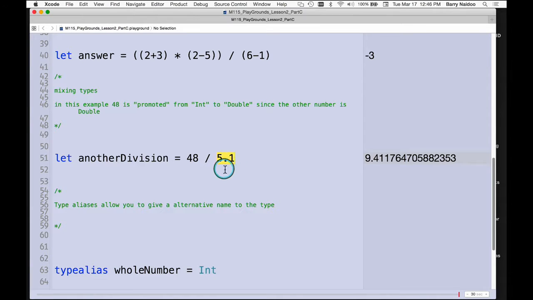Now in this example here, since 5.1 is a double, or one of the numbers is a double, the other number, which is an integer, gets promoted to a double. So the computer is going to evaluate it like this. It's going to say 48.0, which is a double, an integer promoted to a double, 48.0 divided by 5.1. And it's then going to get the answer and place it into this constant called another division, which is 9.41. That's what we call the integer gets promoted to a double.